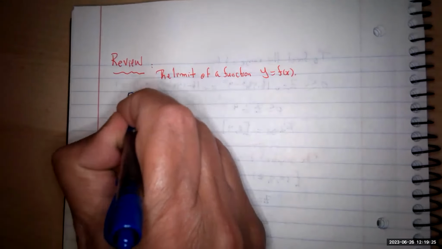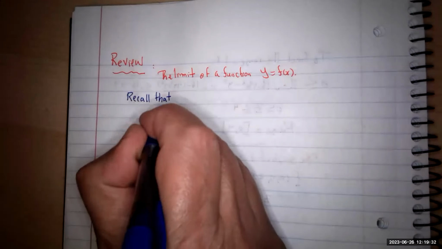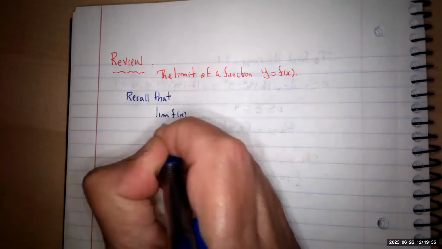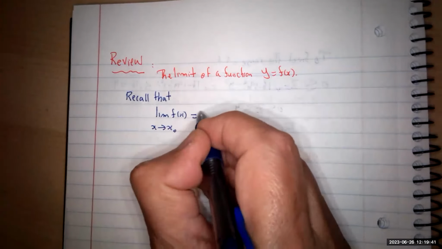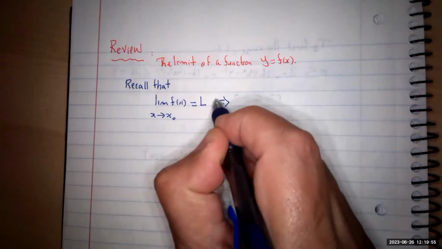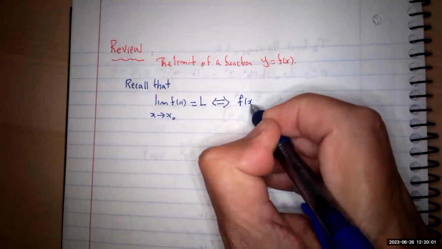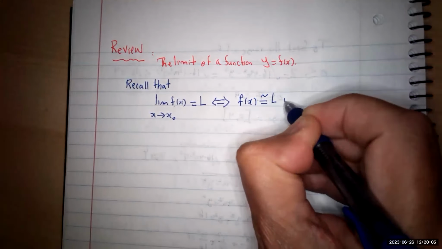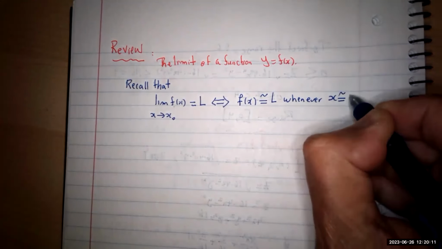So we recall that we usually write the limit of f of x when x goes to x0 is a number like L, if and only if when x is getting closer and closer to x0, then f of x is getting closer and closer to L. So this means f of x would be approximately L whenever, it's very informal, x is approximately x0.